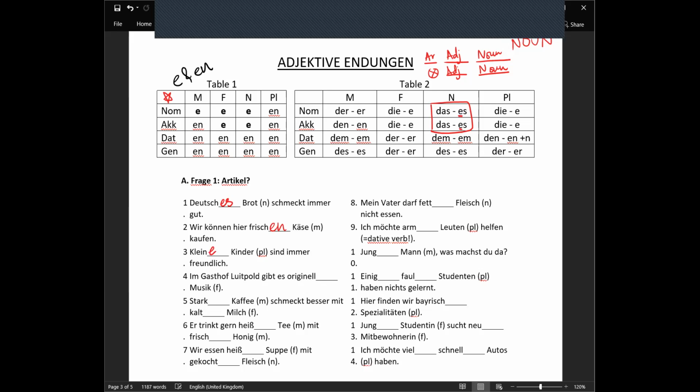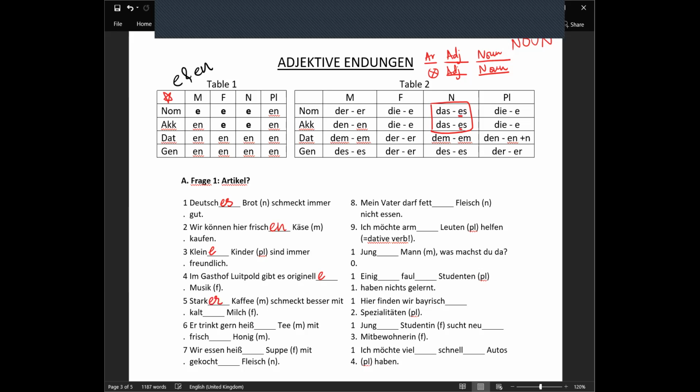So just e, following table 2. Sentence number 4, im Gasthof Leopold gibt es. This es is telling me that the sentence does have a nominative, which makes Musik the accusative. Accusative feminine, table 2, again e. Now, Café, masculine noun, and it also happens to be the subject of this sentence. So naturally, it's going to be starker.